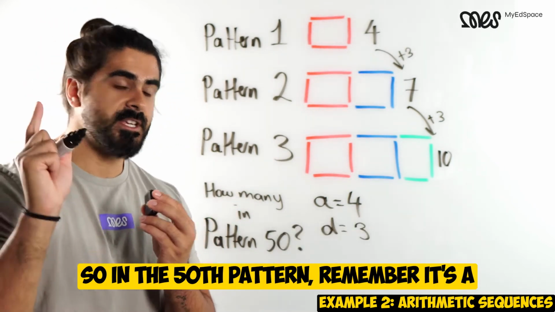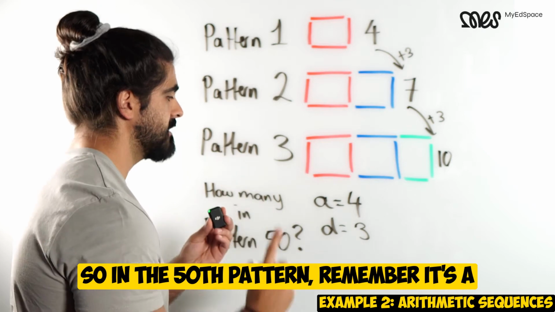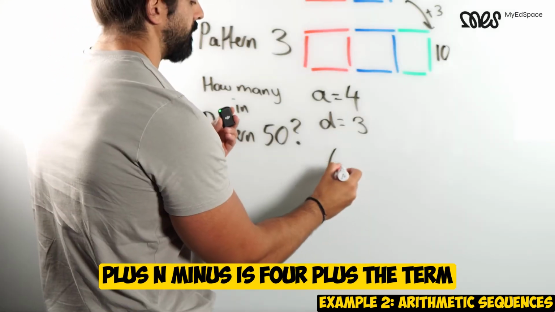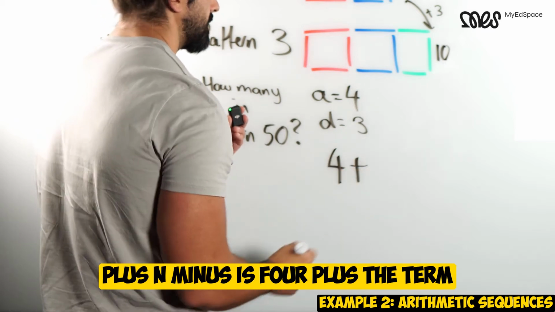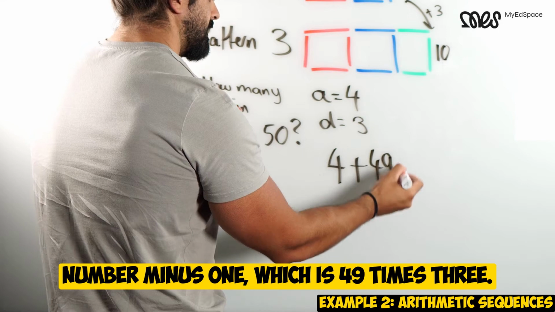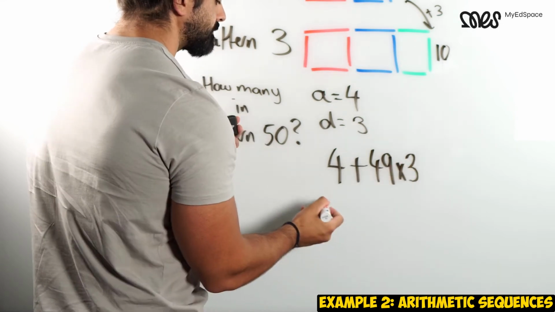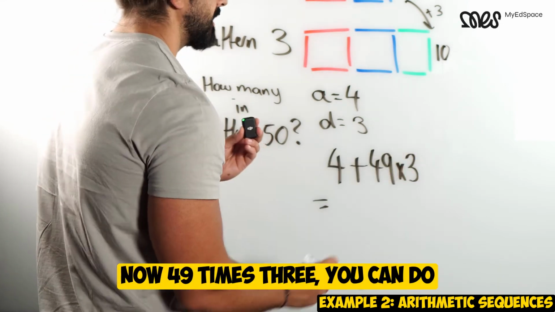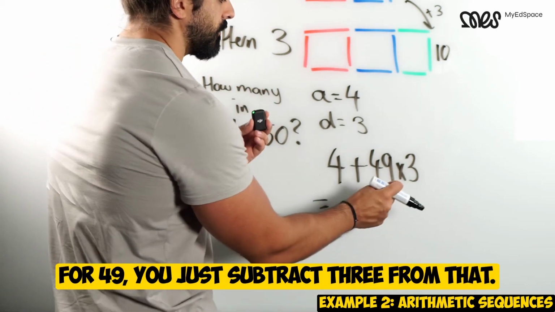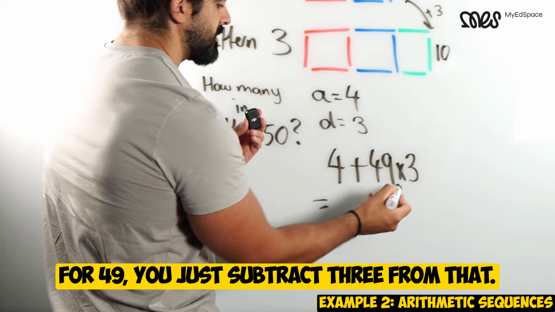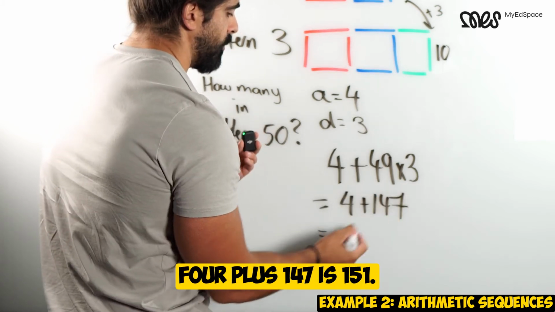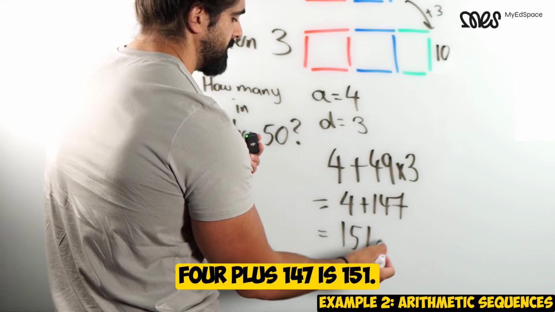So in the 50th pattern, remember it's A plus (n minus 1)d. A is 4, plus the term number minus 1, which is 49, times 3. Now, 49 times 3. You can do 50 times 3, which is 150. For 49, you just subtract 3 from that, so that's 147. 4 plus 147 is 151.